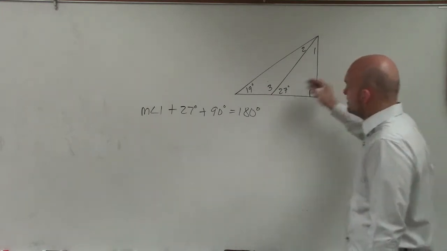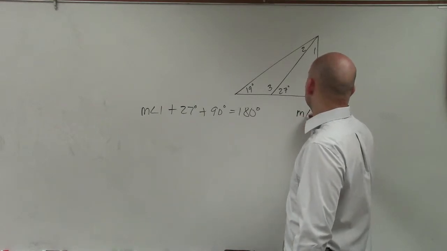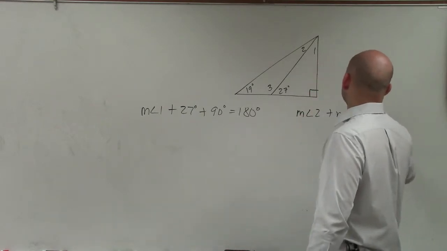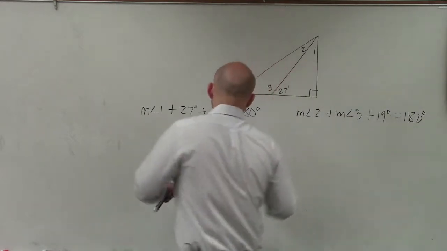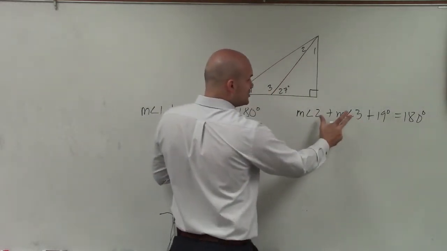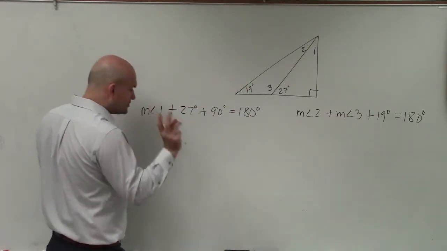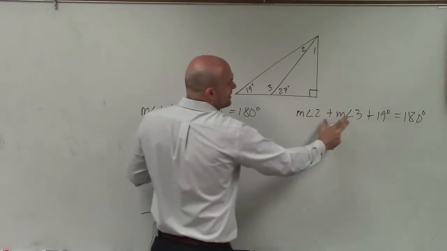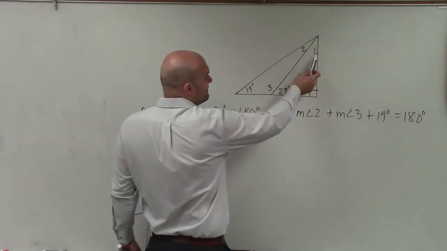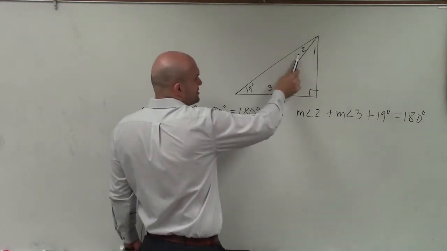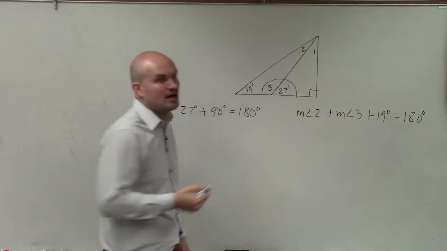The next problem is I can write the exact same equation for this triangle. I can say measure of angle 2 plus the measure of angle 3 plus 19 degrees equals 180 degrees. But the difference between this equation and that equation is this one has two missing measures. This one only has one missing measure. I can easily solve for measure of angle 1, which we'll do in a second. But this one, I need to figure out the measure of angle 3 or measure of angle 2. And if I figure out the measure of angle 1, that's not going to help me with measure of angle 2.